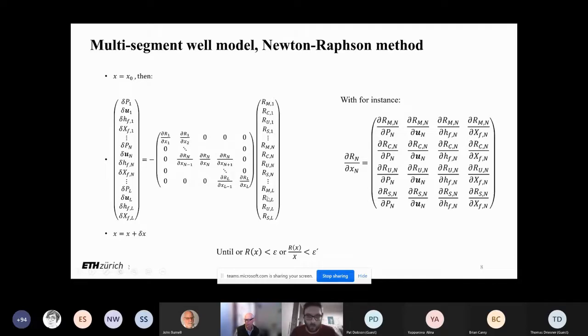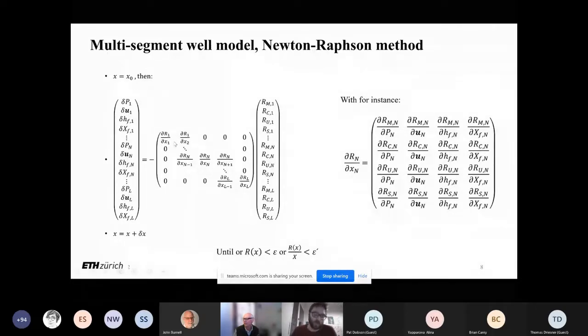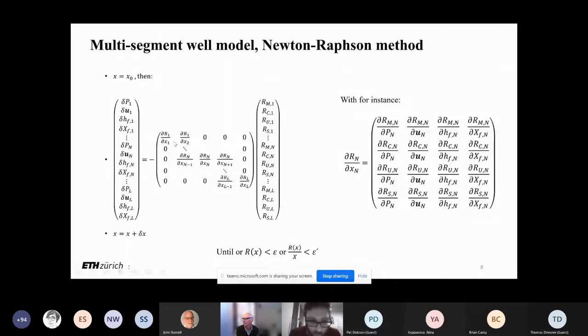Knowing this initial guess of the solution, we can calculate all of the residuals. I showed you one example, the mass conservation residual. So we have the residual vector here on this side, and we construct the Jacobian matrix of the well. That's basically the derivative of those residuals with respect to all of the primary variables of all the segments. For instance, here that would be the derivative of all the residuals of segment 1 with respect to the primary variables located in segment 1, and so on.